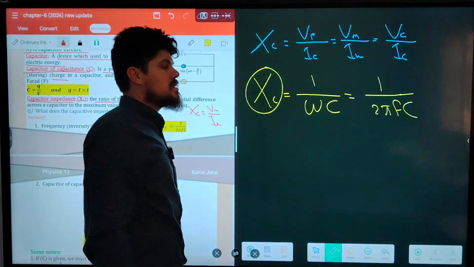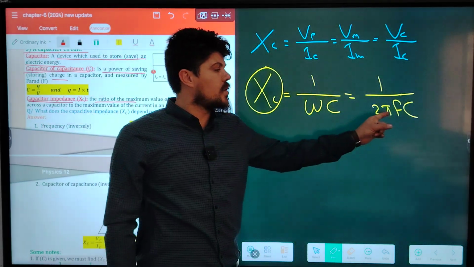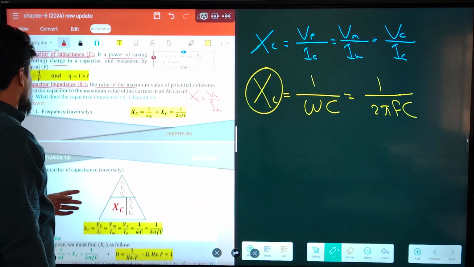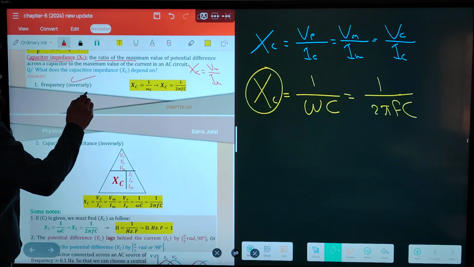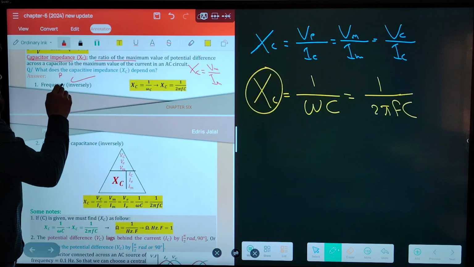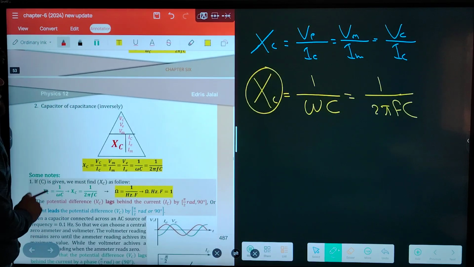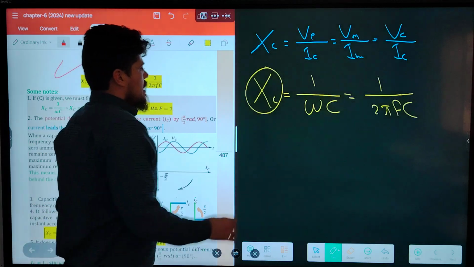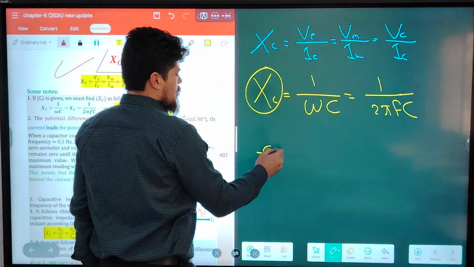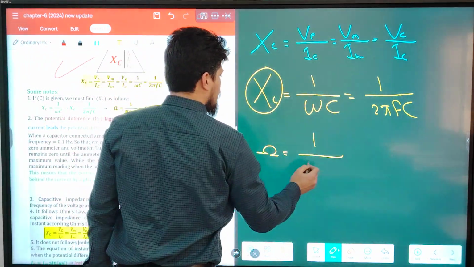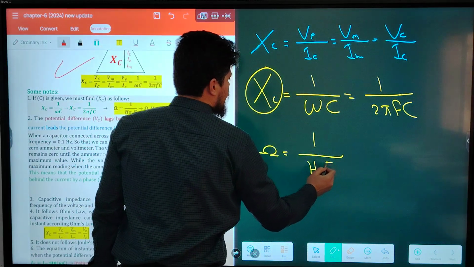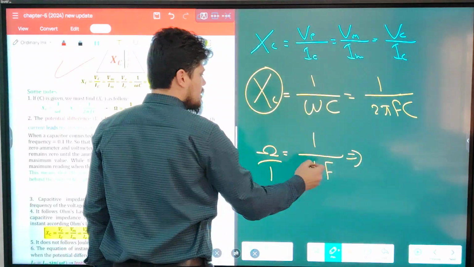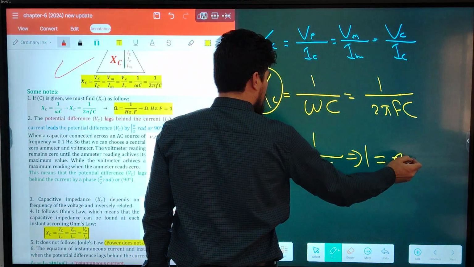What does capacitor impedance depend on? Frequency and the capacitance of the capacitor. Frequency, which is inversely proportional, and capacitance. Capacitor impedance is measured in what? Ohm. Frequency, hertz. Capacitance, farad. Okay? The product of hertz and farad, 1 times 1, is equal to what? Ohm.